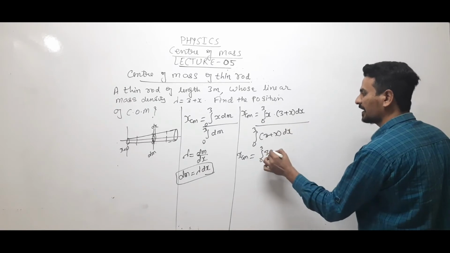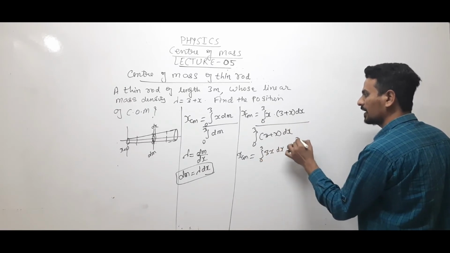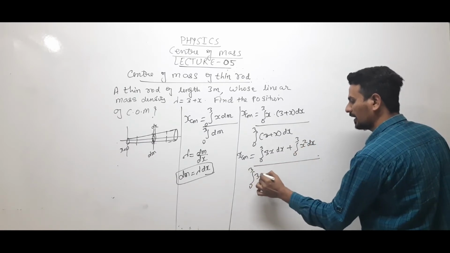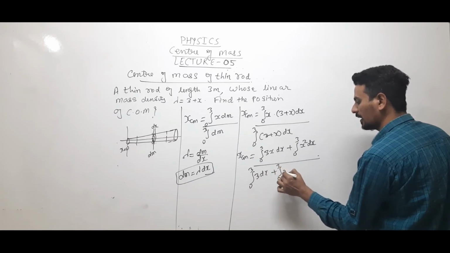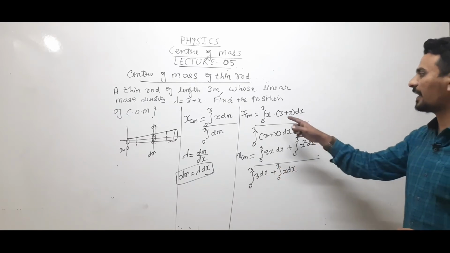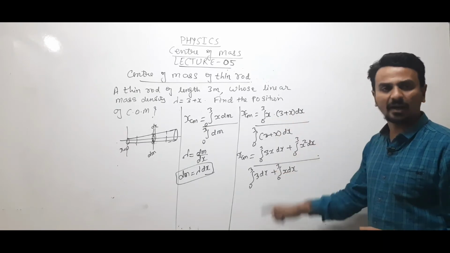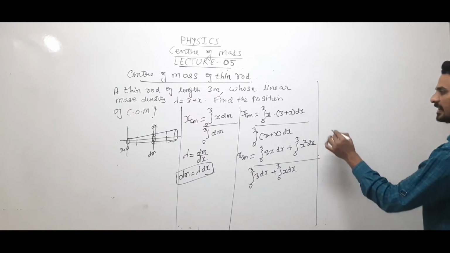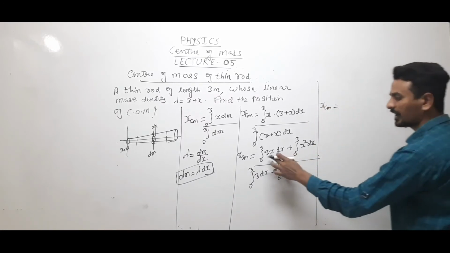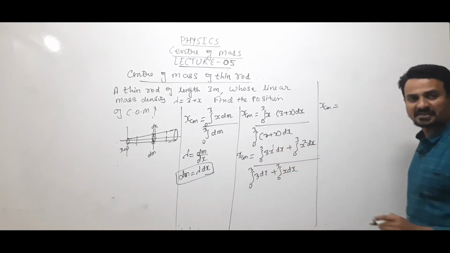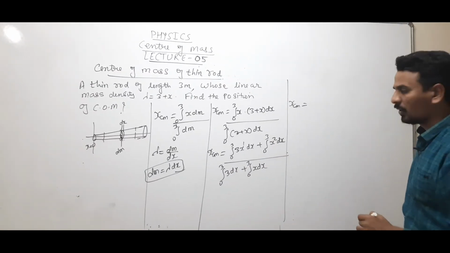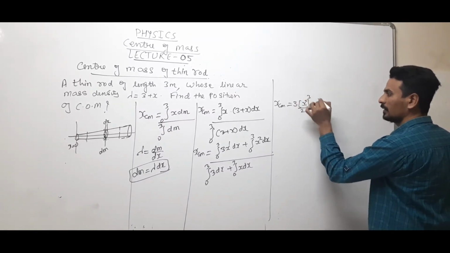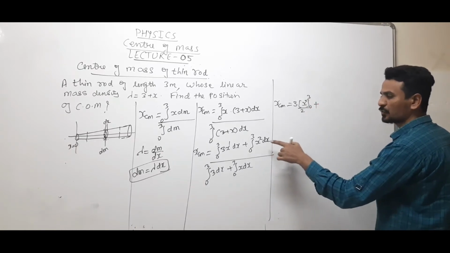Now multiply it and separate it with the integration: integral of 3x dx from 0 to 3, plus integral of x square dx, upon integral of 3 dx plus integral of x dx. Clear? I have just multiplied x, 3 and dx along with the integration sign. Now 3 can be taken outside. What is the integration of x dx? It will be x square by 2.